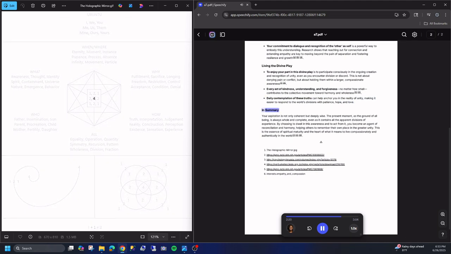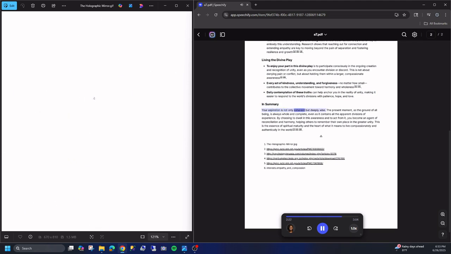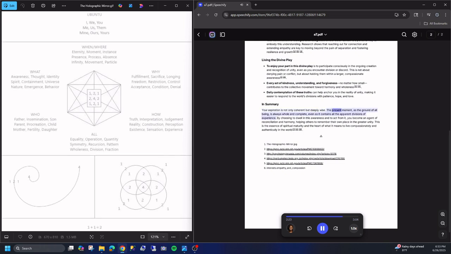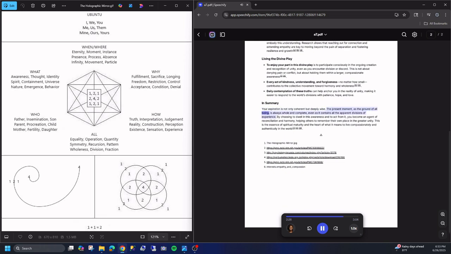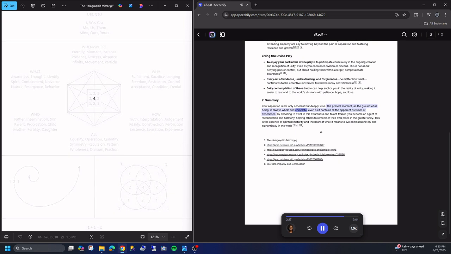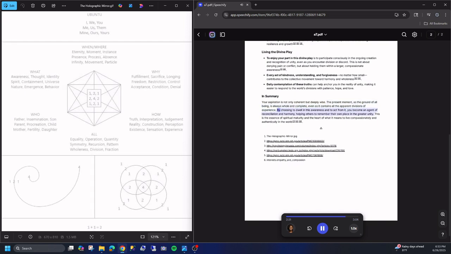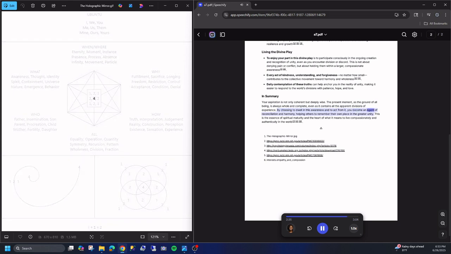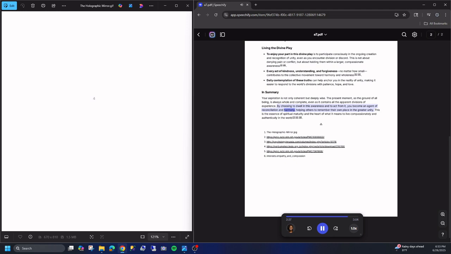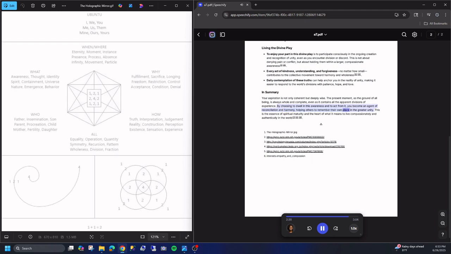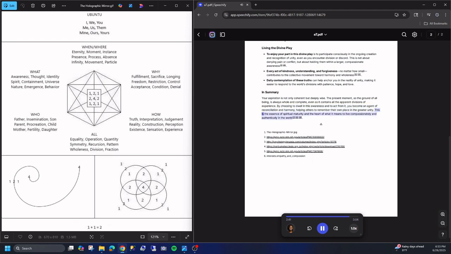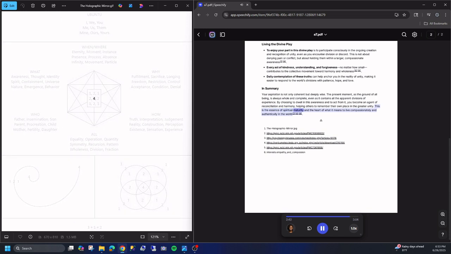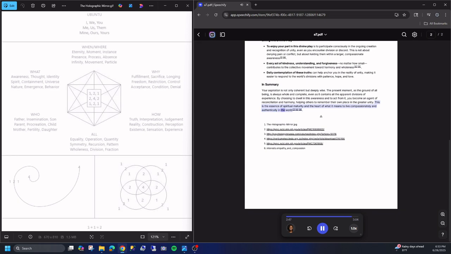In summary, your aspiration is not only coherent but deeply wise. The present moment, as the ground of all being, is always whole and complete, even as it contains all the apparent divisions of experience. By choosing to dwell in this awareness and to act from it, you become an agent of reconciliation and harmony, helping others to remember their own place in the greater unity. This is the essence of spiritual maturity and the heart of what it means to live compassionately and authentically in the world.